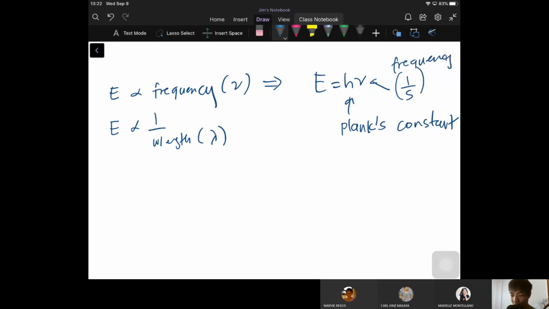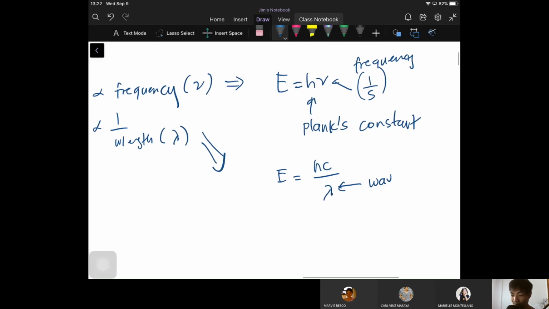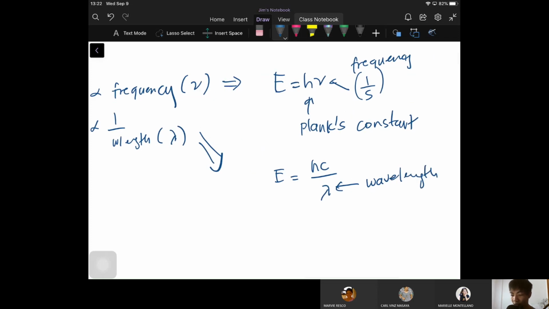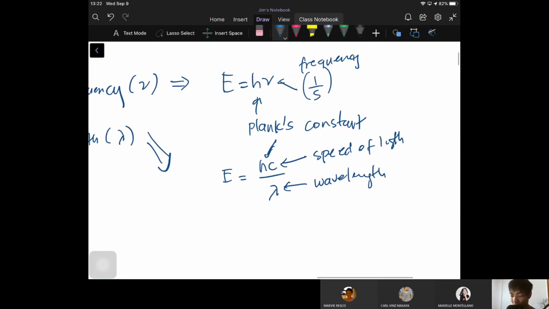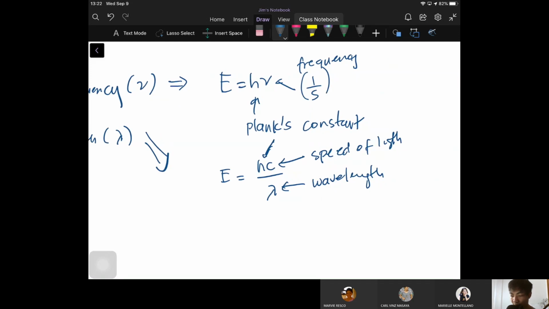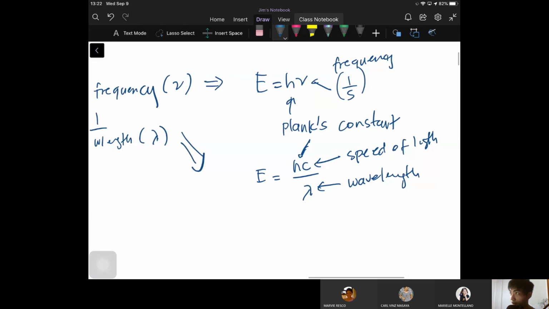Okay. So another equation would be this one. Energy is inversely proportional with the wavelength. So the equation there is E equals hc over lambda. This is your wavelength. What is this h? That's still the Planck's constant. And c is another constant, which is the speed of light. So that's it. We won't solve this for now.